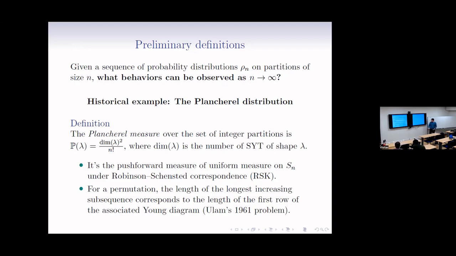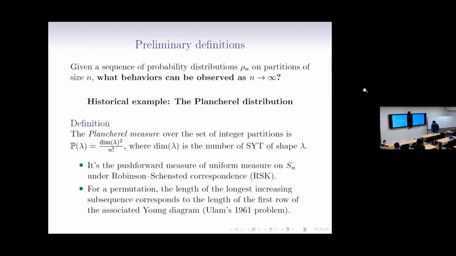So if you want to study some statistics associated to this number, for example, what is the limiting expectation as n goes to infinity, or the fluctuations, you can study partitions under the Plancherel method. Okay, so now we have an example of a distribution for partitions in mind, and we can try to answer this question: what kind of behavior can we observe for this partition under this distribution?